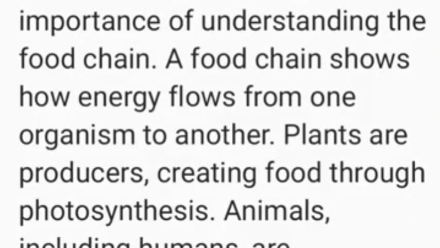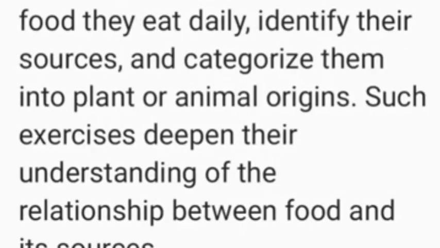The chapter also discusses the importance of understanding the food chain. A food chain shows how energy flows from one organism to another. Plants are producers, creating food through photosynthesis. Animals, including humans, are consumers who rely on plants and other animals for their nutrition. This interconnectedness emphasizes the importance of every component in the ecosystem.